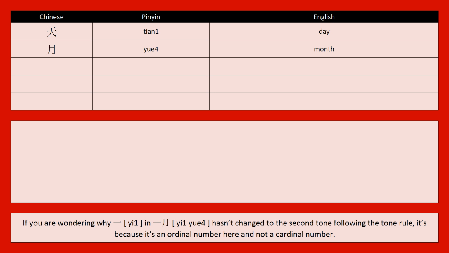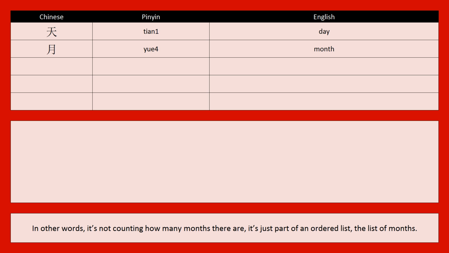If you are wondering why 1 in 1月 hasn't changed to a second tone following the tone rule, it's because it's an ordinal number here and not a cardinal number. In other words, it's not counting how many months there are. It's just a part of an ordered list, the list of months.